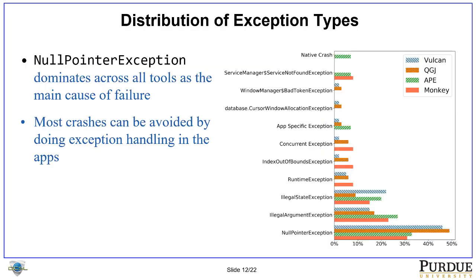Now let's take a look at the distribution of exceptions that cause the application to crash. As we can see here, null pointer exception is the main cause of failure across all the testing tools, and this is consistent with prior work in Android and Wear OS. Let's remember that this type of crash can be easily avoided by doing exception handling in the apps.